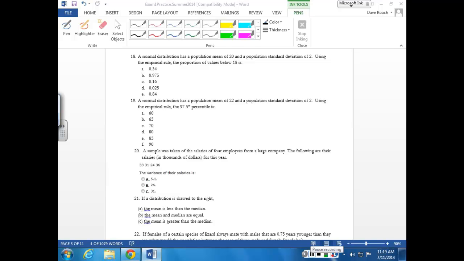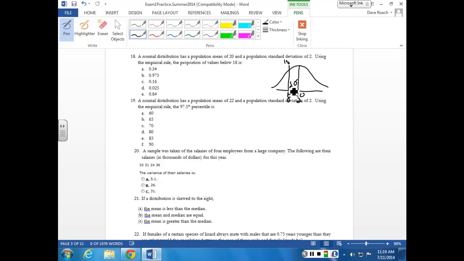Okay, so the next 2 are a couple of empirical rule problems. So in the first one, we have a normal distribution. Of course, all the empirical rules will have a normal distribution with a mean of 20 and a standard deviation of 2. And we want to know what proportion of values are below 18. Well, that's one standard deviation. 20 minus 18, and I guess get in the habit of saying minus. That just means we're below the mean.